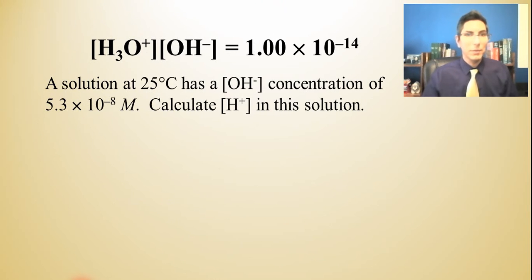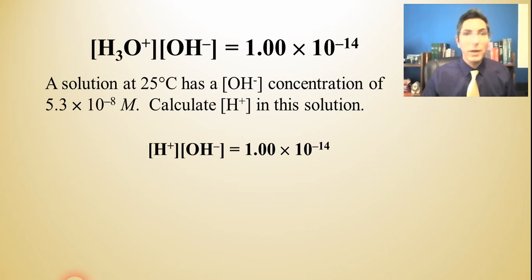Now let's try another example. Let's say that a solution at 25 degrees Celsius has a hydroxide concentration of 5.3 times 10 to the negative 8th molar. Calculate H plus concentration in this solution. Well, we're basically just going to use that same equation again.